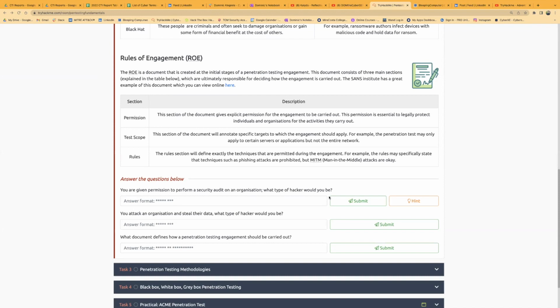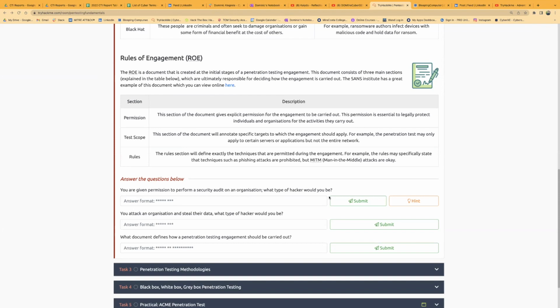So the test scope is what the threat actor is allowed to, or not even threat actor. I'm tripping. I've been watching and reading so many cybersecurity articles every day that I'm just so used to threat actors. But what is it?